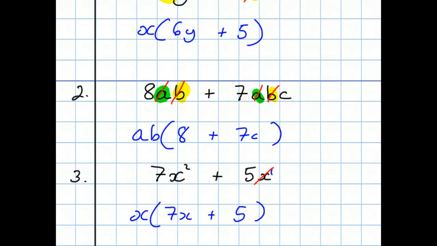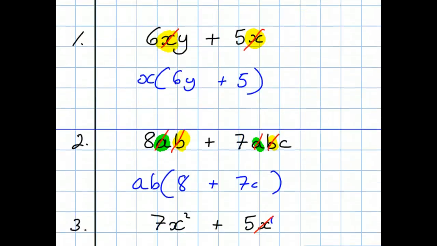Now if you want to check, multiply out the brackets and you would get x times 6y is 6xy, x times 5 is 5x, and there's a plus sign in between, and that was your starting expression.